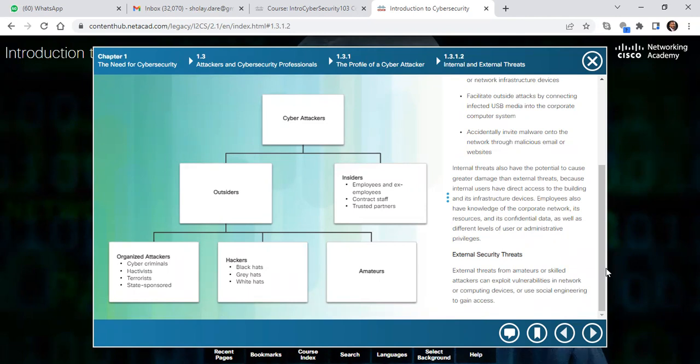External threats from amateurs or skilled attackers exploit vulnerabilities in network or computer devices, or use social engineering to gain access. Most of the time, what the external security threats do is just want to see where you have problems. They want to monitor where your network is having a breach, or where your software is not updated enough. You understand? So they look and say, oh, this person has not updated the software. They can actually access your system through the network. That is for the external. But for the internal, they access your files because they work inside the office.